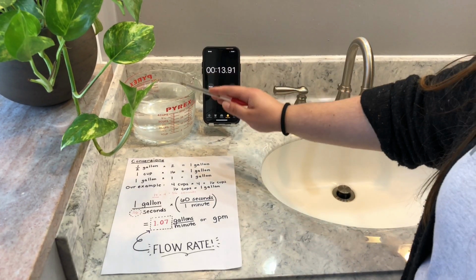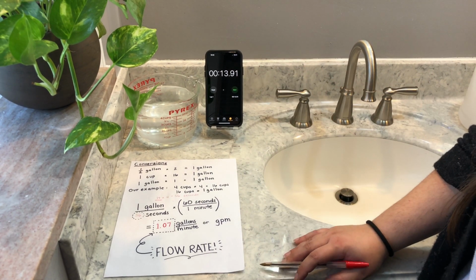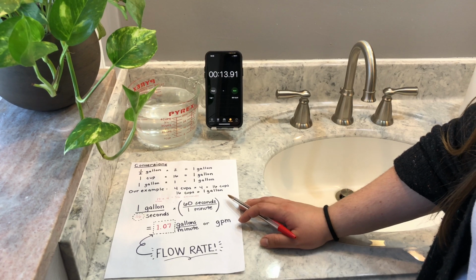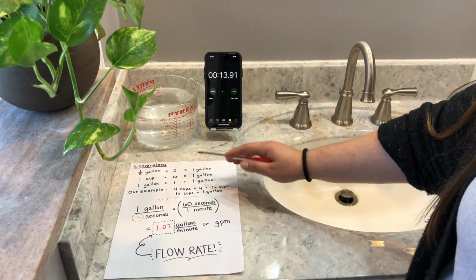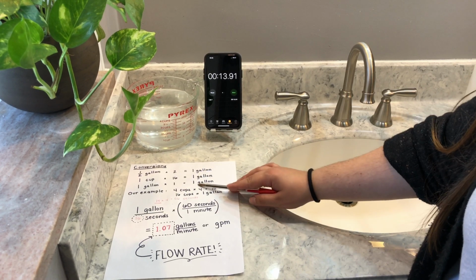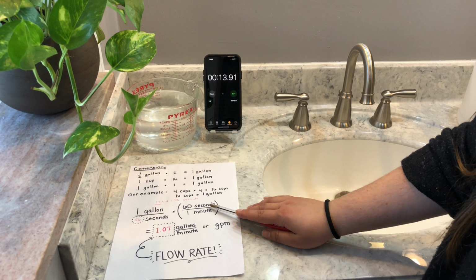Okay, so now that we have our 4 cups measured and our time measured, which was 13.91 seconds, we're going to come to our conversion chart. Now, if you use a 1 gallon jug, you don't have to do any of these top conversions. You can take the seconds you calculated and punch it into this equation in the middle of the sheet. We'll get to that in a second.